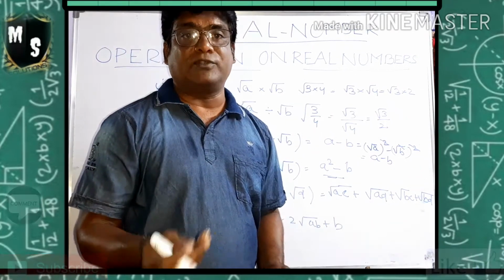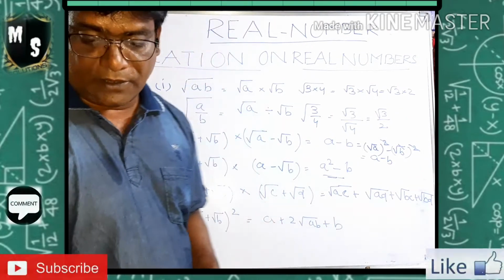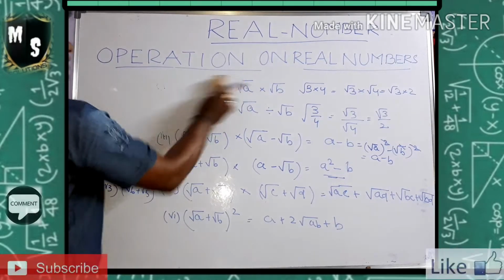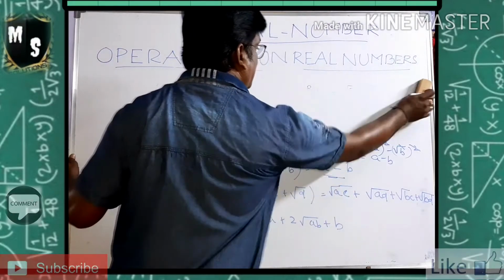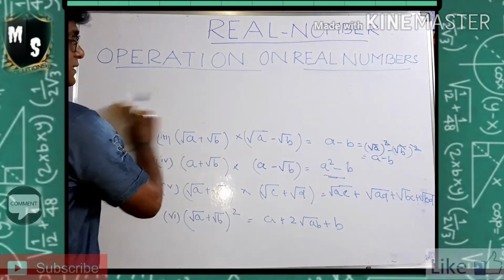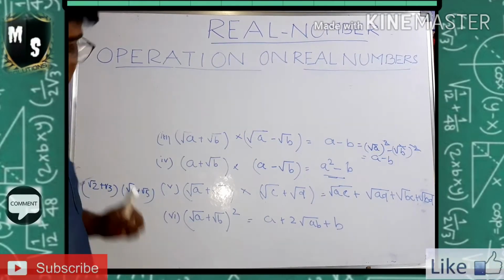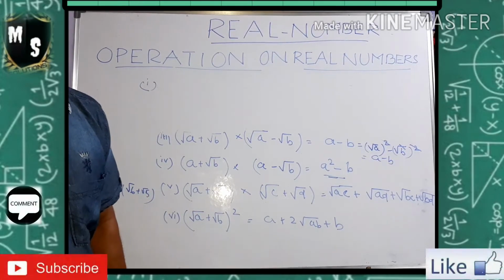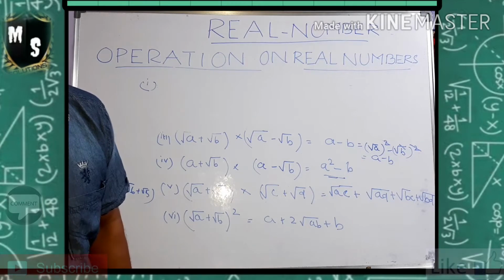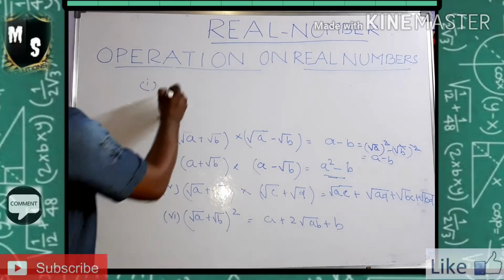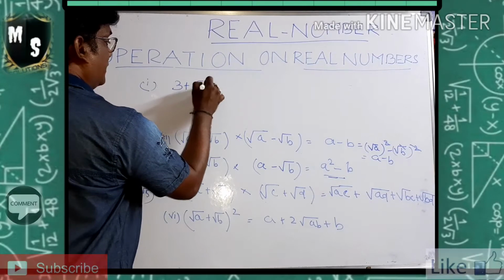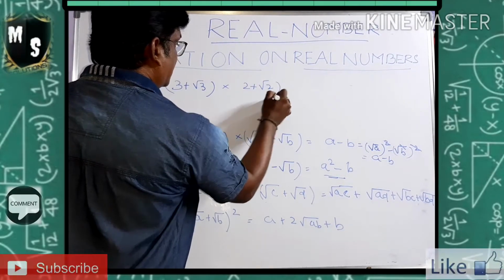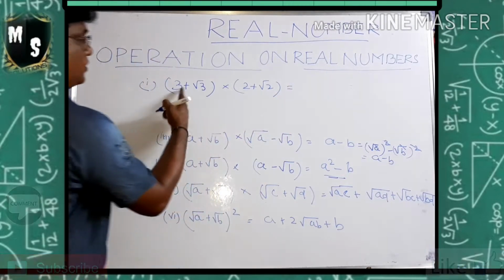Let's try. I am solving 2-3 sums for you. See now, it is in your book. I hope you understood these formulas. Now go for the sums. I am solving 2 sums for you, very easy. One question is given to you: 3 plus root 3 into 2 plus root 2. See now, here all are different.